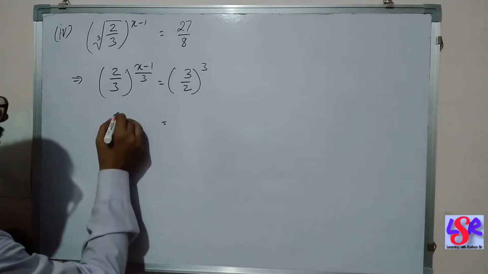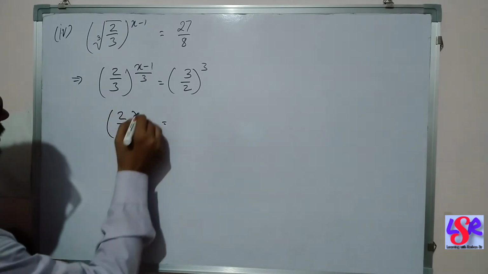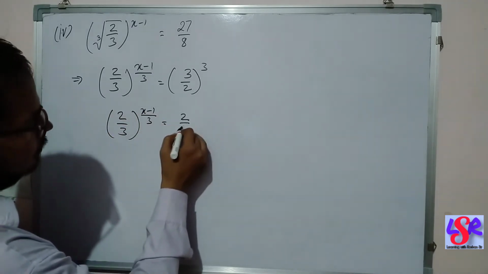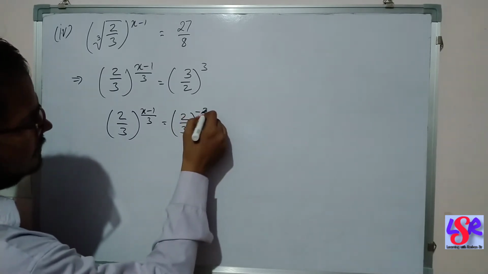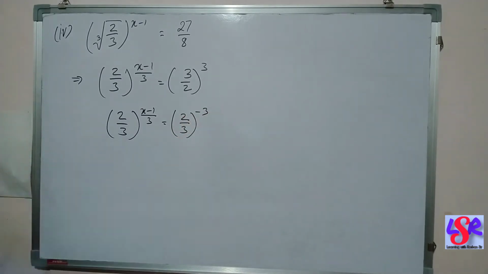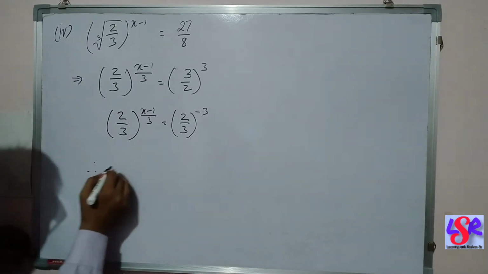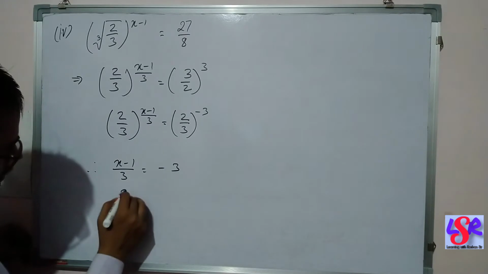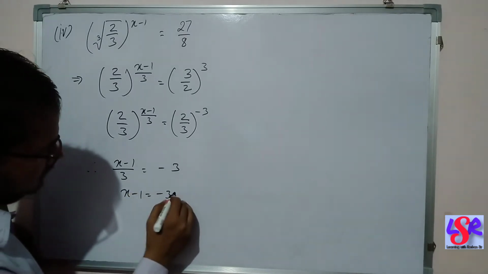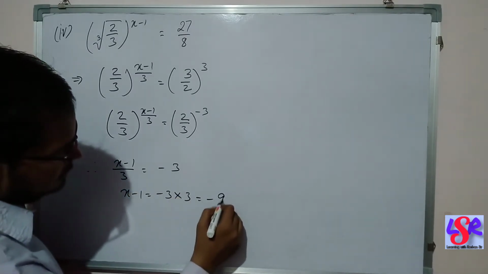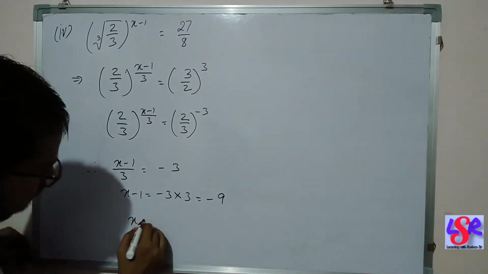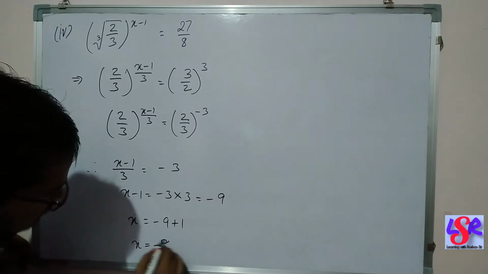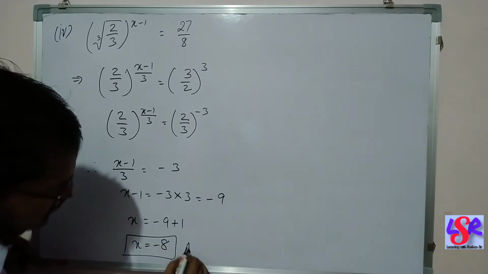And this will be (2/3) to the power (x minus 1)/3 equals (2/3) to the power minus 3. Now the bases are the same, so the powers can be equated, and therefore (x minus 1)/3 equals minus 3. Now x minus 1 will be equal to minus 3 into 3, that is minus 9. And hence x will be equal to minus 9 plus 1. So x equals minus 8 is the answer for this question.